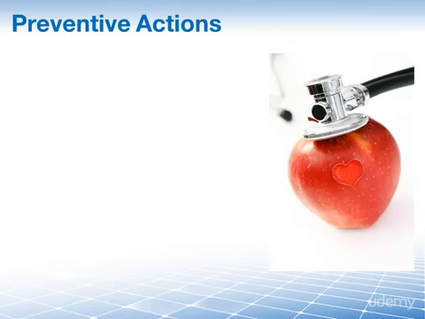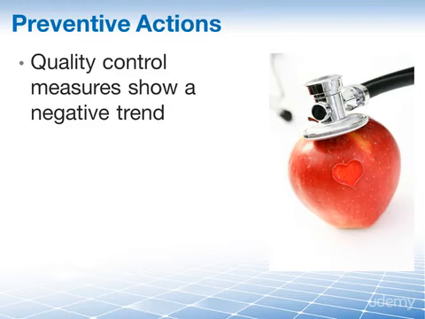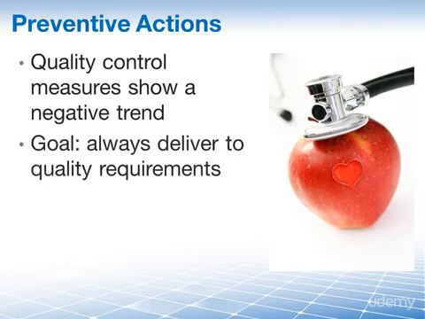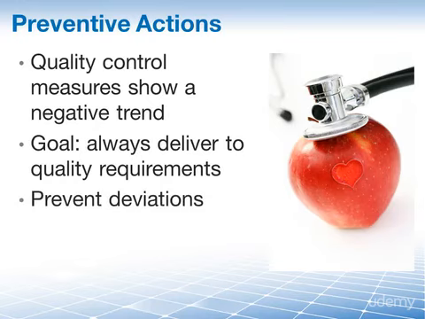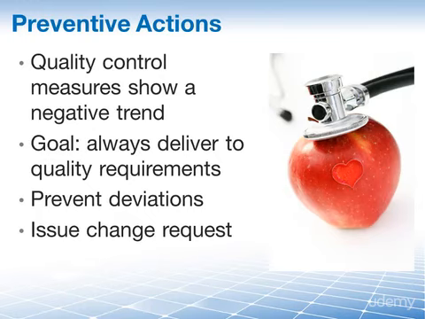While defect repair and corrective actions will fix a process in hindsight, we may very likely come across the situation where our quality control measurements show us a negative trend. This is something that cannot be allowed to continue. We have to fix this. A negative trend is usually a bad thing. The goal is to always deliver according to specifications, because quality is conformance to requirements. So we want to prevent any deviations, which is why we may also issue change requests with preventive actions. With these, we will forestall any issues that we might run into as the project progresses.